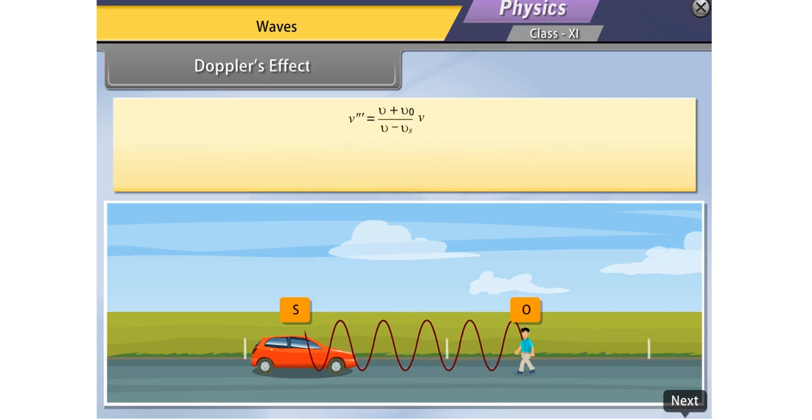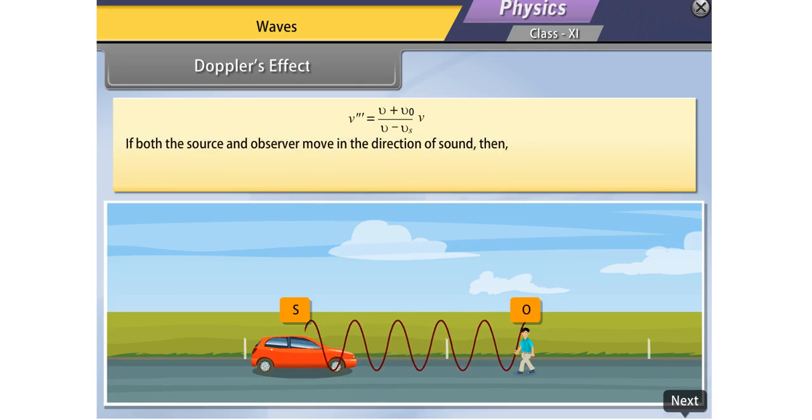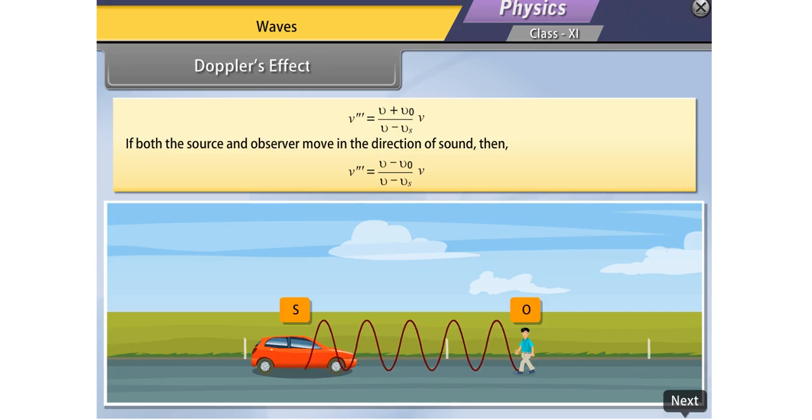nu triple dash is equal to v plus v naught upon v minus vs multiplied by nu. If both the source and observer move in the direction of sound, then nu triple dash is equal to v minus v naught upon v minus vs multiplied by nu.